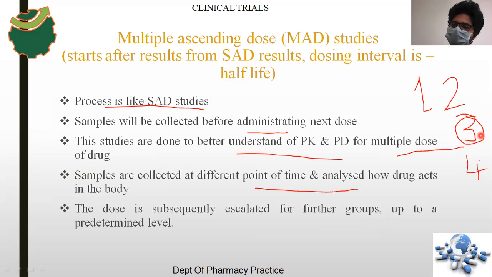So we'll reduce the dose and see at 900 mg whether there are any side effects or not. If there are no problems at 900 mg, you will start with a fifth group, 950 mg. So at 950 mg, you will be seeing: is there any problem or not?